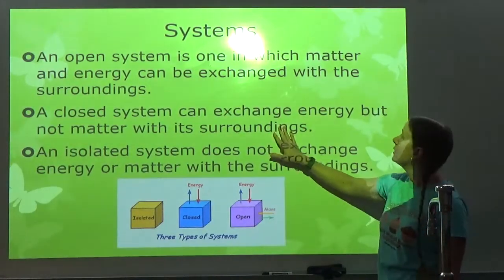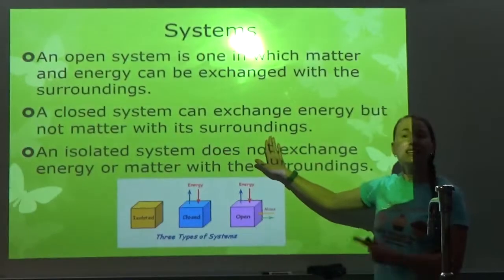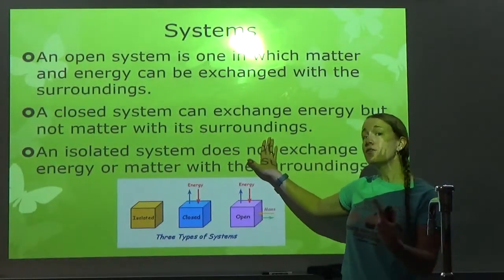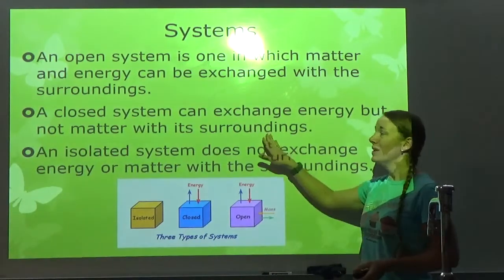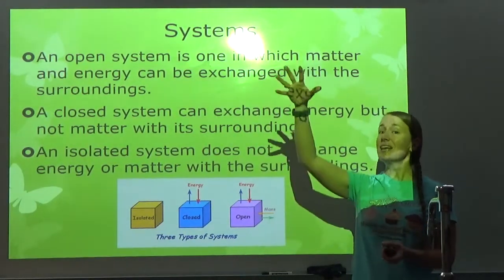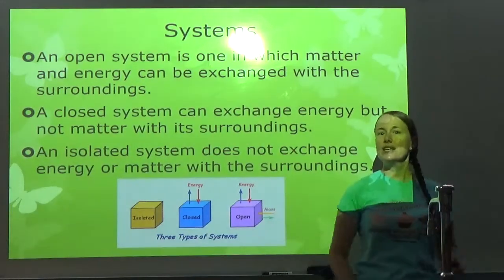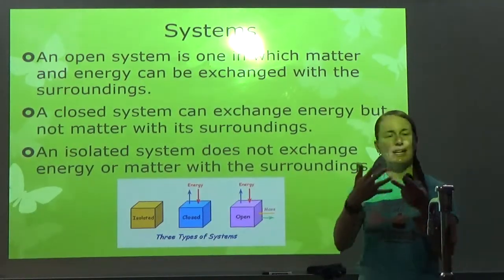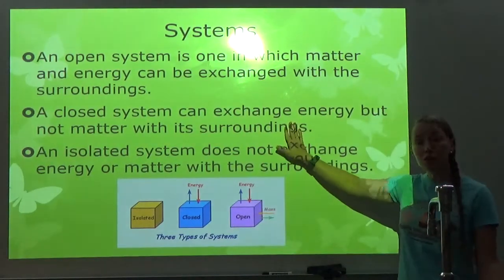A closed system can exchange energy but not matter with its surroundings. So let's say instead you did this reaction in a flask and you put a balloon on the top of it to capture the gas. Well, in this case, now the gas is not allowed to leave, so the matter can't leave. But if it's still just in a flask inside the classroom, it can still release the heat to the surroundings. So that would be an example of a closed system.